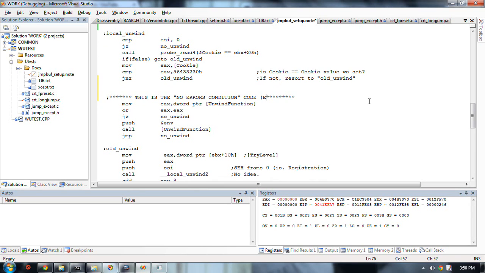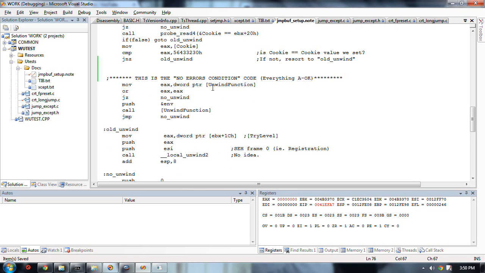Everything will be A-OK. So everything's A-OK. We load up the unwind function, check to see if it's null. If it is null, then we don't do any unwinding because we don't have anything to unwind with. Otherwise, we push the environment onto the stack and call the unwind function. So that now we know what that prototype is, right?